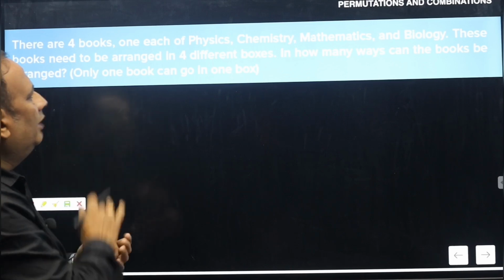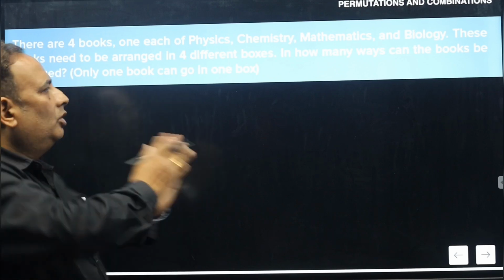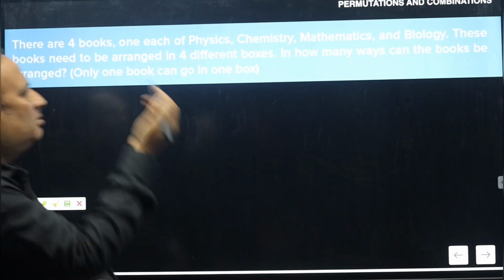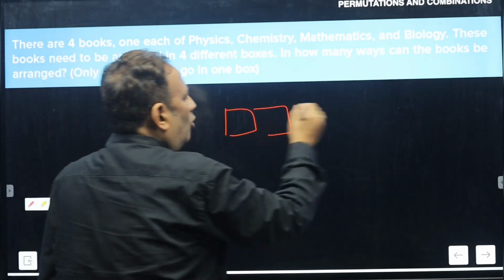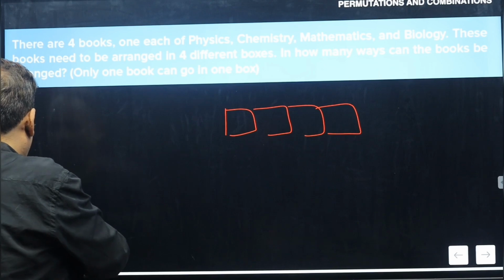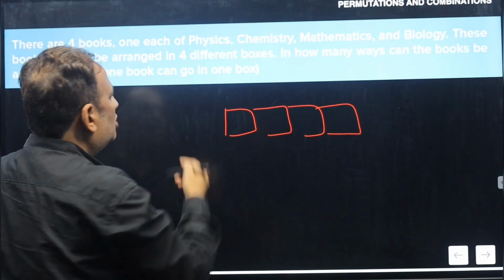Only one book can go in one box. Okay, fine. So we have to put one book in one box and then arrange these books in the boxes. Here four boxes are there, and physics, chemistry, mathematics and biology are the different books. So in total we have four books.